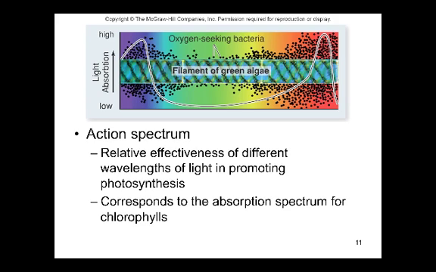In this figure, you can see a filament of green algae down the center, and different regions of it are being exposed to different wavelengths of light. Around this filament, we see lots of oxygen-seeking bacteria. A byproduct of photosynthesis is oxygen, so you would expect an accumulation of oxygen-seeking bacteria in regions where there were higher amounts of oxygen. We're seeing that the absorption of light, as well as the action, is highest in the areas of purple and blue, as well as orange and reds.